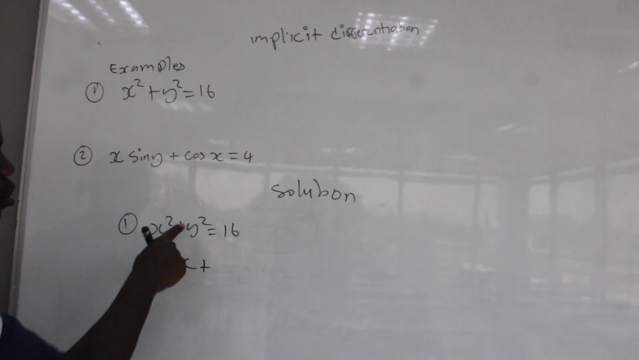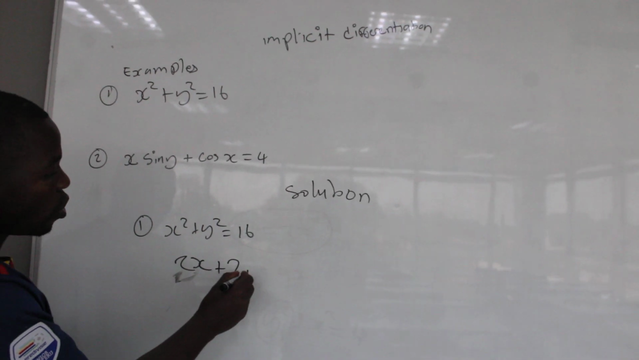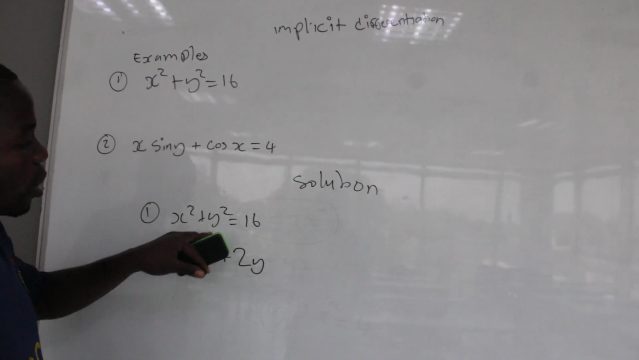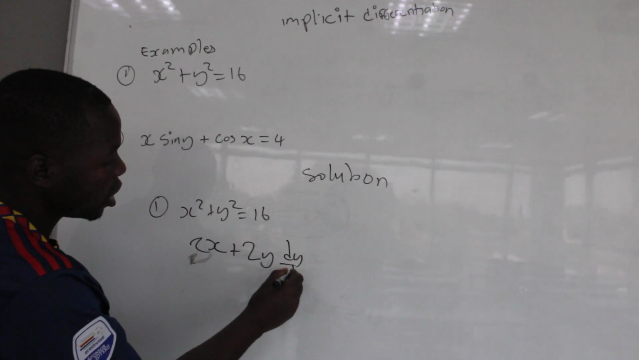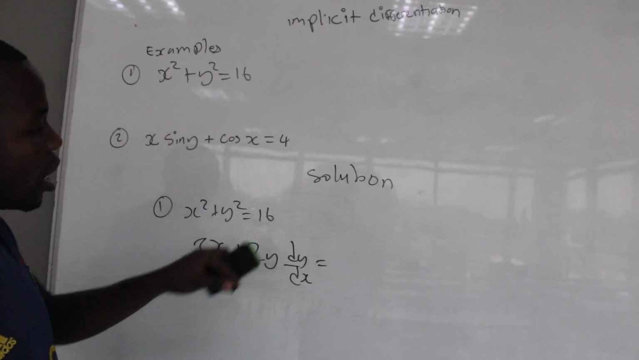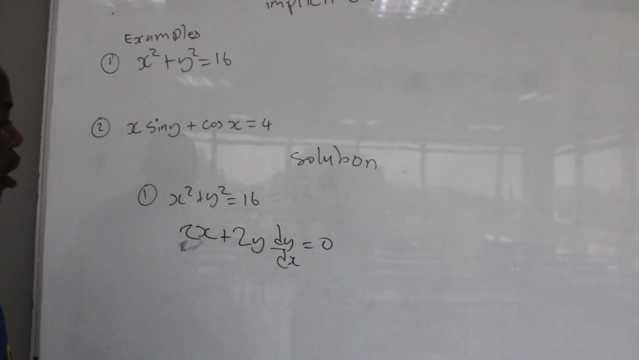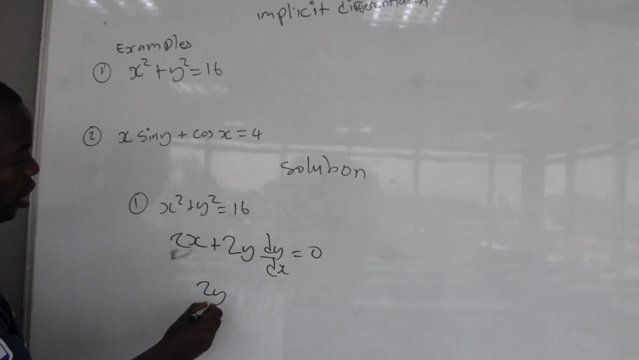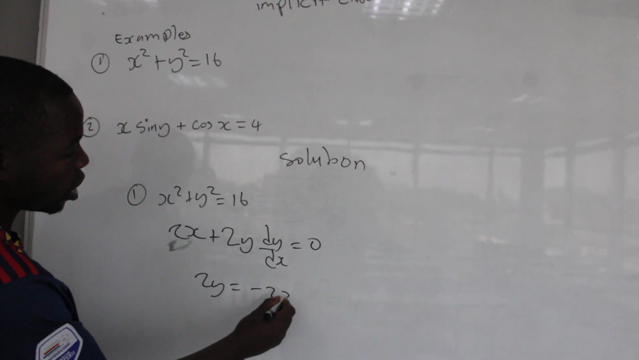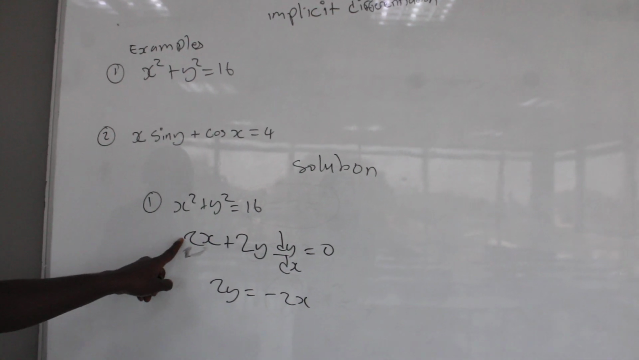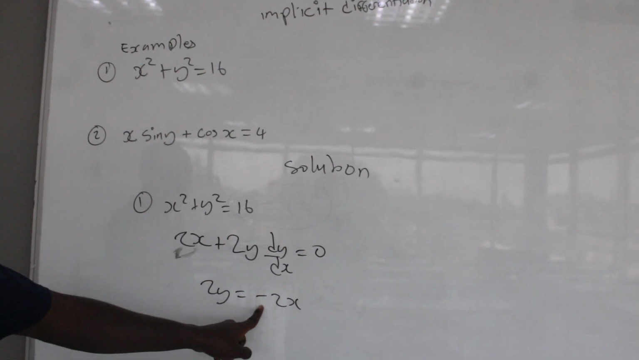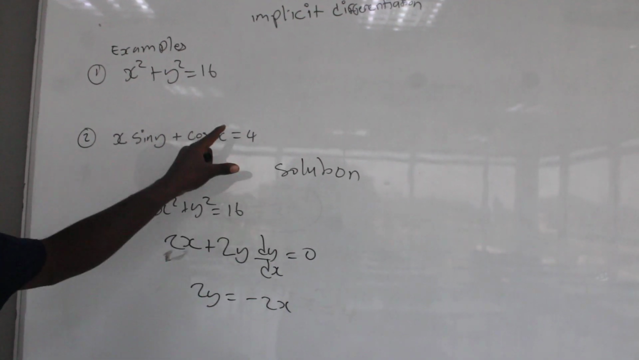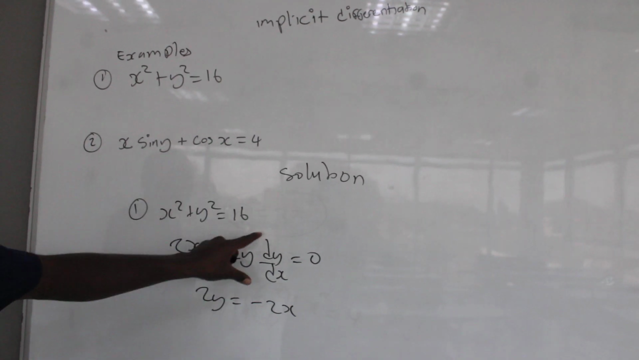So what I'm going to do is bring this 2 down, giving 2y. But since I'm differentiating with respect to x, I'm going to add dy/dx. Then 16 is a constant, and it will give you 0. Now I'm looking for dy/dx. So 2x crosses the equals sign to be negative 2x. I want to remain with dy/dx, since it's the one I'm finding.